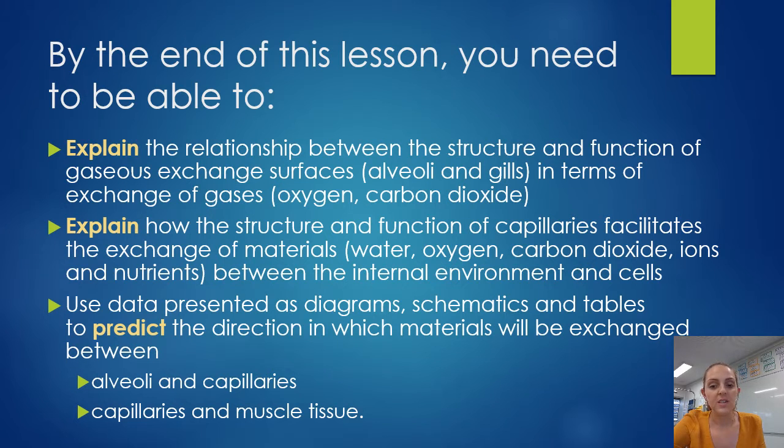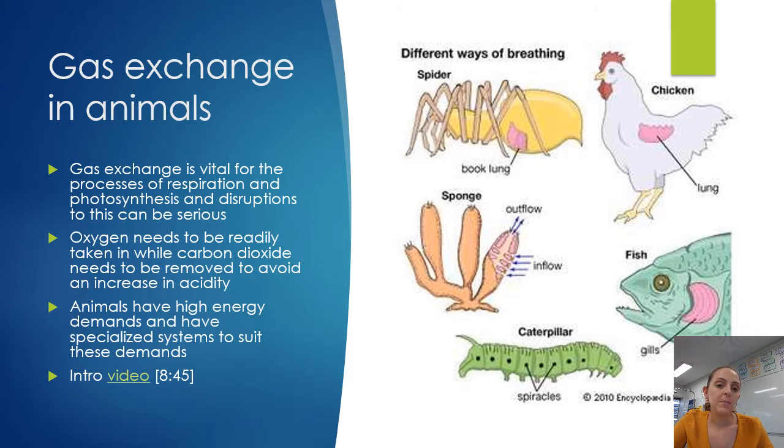And you need to use different data to predict the direction in which materials will be exchanged between alveoli and capillaries and muscle tissue. Let's have a look at some of the different gas exchange mechanisms across different species. We're going to look in particular at certain species, but over here on the right you can see that there's a great difference between different animals, and no matter what the animal is, there is going to be some form of gas exchange system.